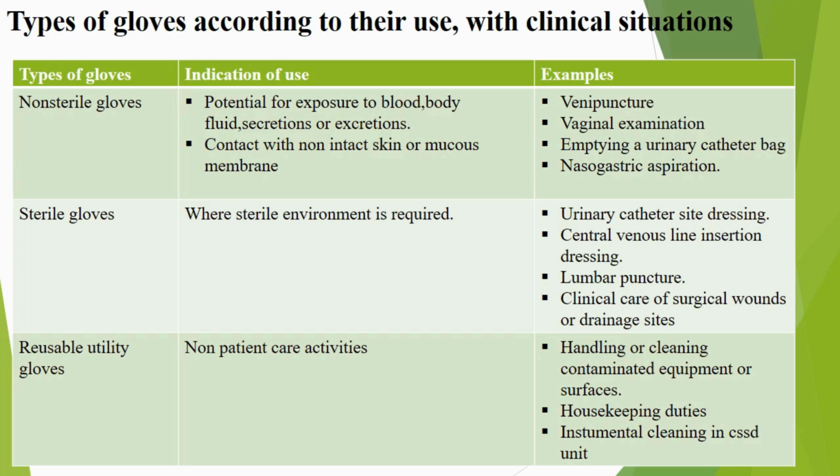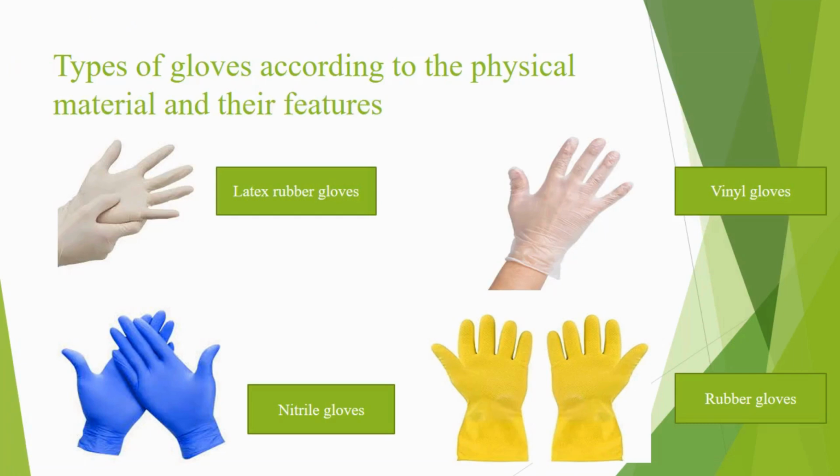Sterile gloves are used wherever a sterile environment is required. For example, urinary catheter site dressing, central venous line insertion dressing, lumbar puncture, clinical care of surgical wounds or drainage sites. And reusable utility gloves are used in non-patient care activities. For example, handling or cleaning contaminated equipment or surfaces, housekeeping duties, instrumental cleaning in CSSD unit.